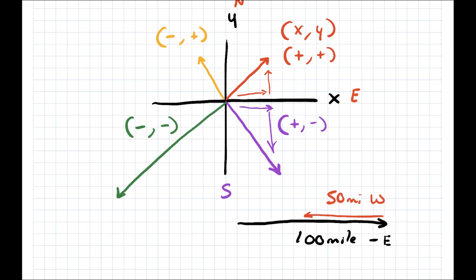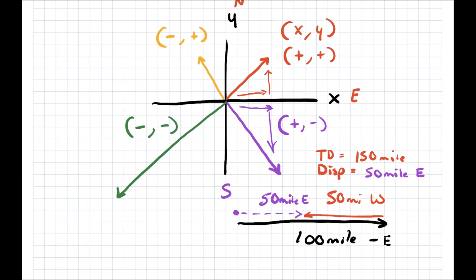That's a scalar quantity. It doesn't care about direction. So the car's total distance here would be 150 miles. But what is the displacement? The displacement, how far away are we from our originating point? Our originating point is right here. The distance away from our original point would have to be 50 miles to the east. So 50 miles to the east is where we ended up at.